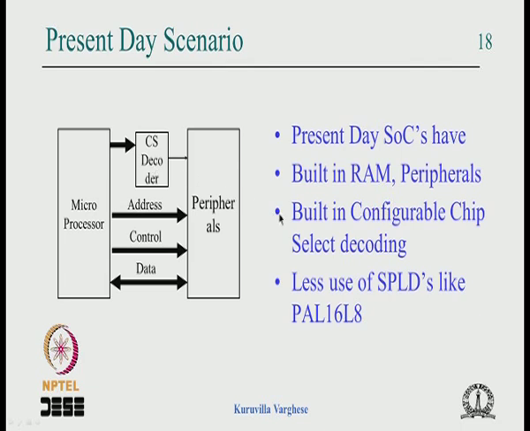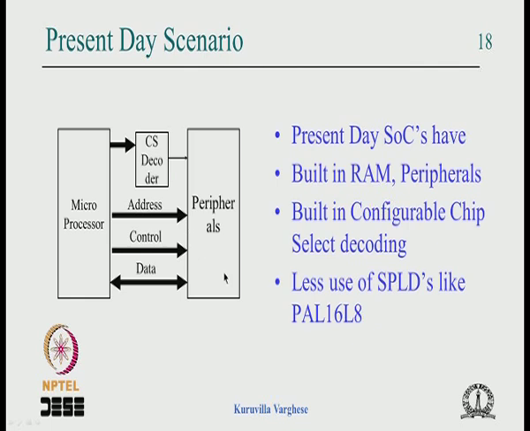But now if you look at most of the processors we use, they are SoCs like embedded processors. Maybe the desktop processors have some additional chips, one or two, but they are also going into a single chip along with the processor. So most of these have built-in memory and peripherals. They also have built-in configurable chip select decoding. So chip select decoding is part of the SoC that's configurable. You can change the address, the memory map, by configuring it. So there is less use of SPLDs like PAL16L8.